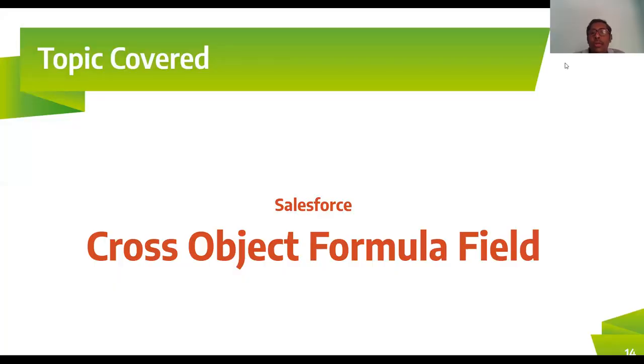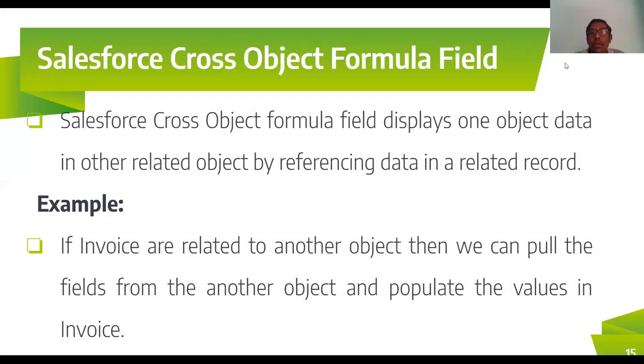So in this tutorial, in this section, we are going to discuss the Salesforce cross-object formula field. First of all, we should know what a Salesforce cross-object formula field is. If you want to display a particular field which is there in one object over another object, that is what we call a cross-object formula field in Salesforce. The cross-object formula field displays one object's data in another related object by referencing the data in the related record. The object from which we are taking the reference will be specified here.